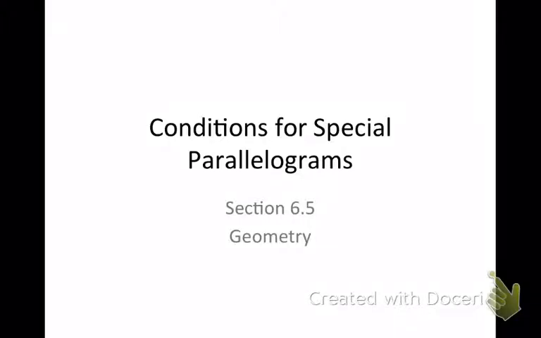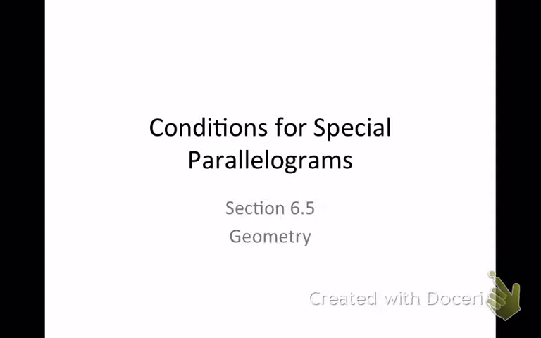Alright, today we're going to talk about conditions for special parallelograms. Yesterday we talked about some of the properties of them. Now we're going to talk about some of the conditions. What were some of the special parallelograms we talked about yesterday? Rectangles was one of them. What's another one? Rhombus. And the third one was a square.